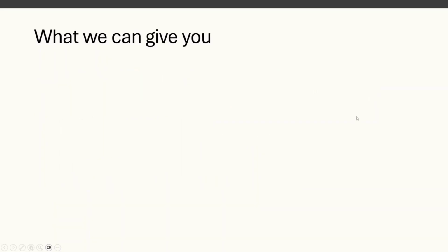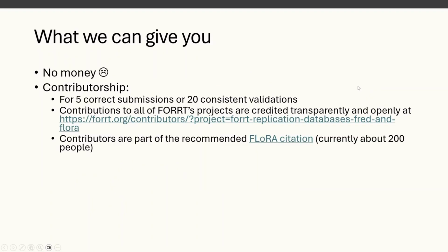So what can we give you for working with us on this? No money, unfortunately, but what we can give you is contributorship. And there we have the rule, you can become a contributor for 5 correct new submissions. For these, of course, you have to check if the articles are already in the database, or 20 consistent validations.